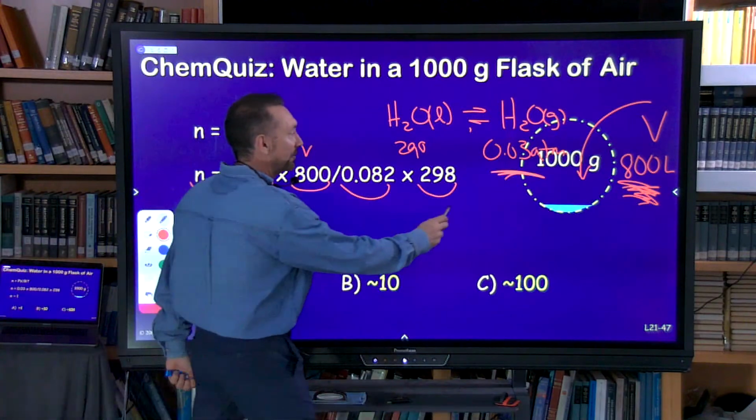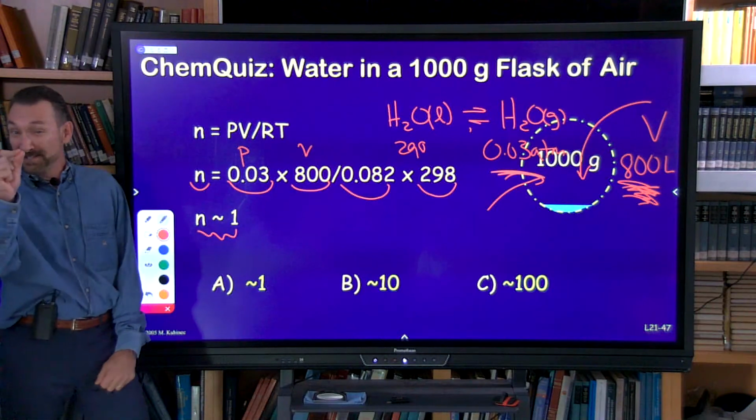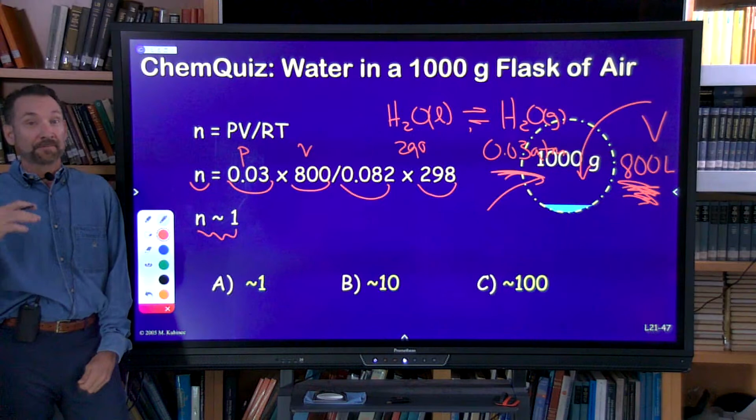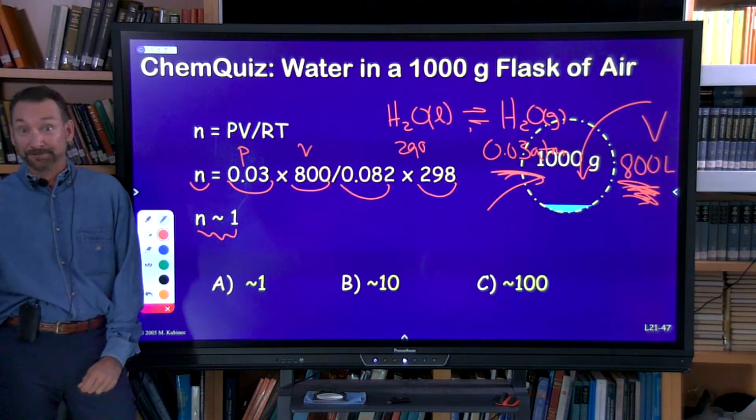Okay. That would be saturated air. That means I'm at the equilibrium point. So now we're at the point where we can talk a little bit about the weather.